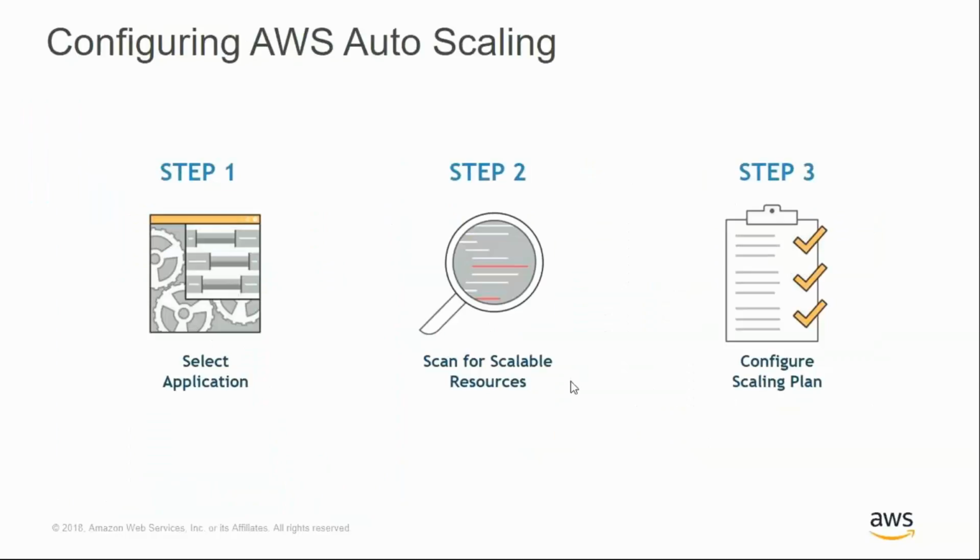It is easy to set up AWS Auto Scaling in 3 simple steps. First, you select the application, which can be either based on a CloudFormation stack or on resource tags. Next, AWS Auto Scaling will scan your application for the supported scalable resources. Next, you simply configure one scaling plan for all the resources.